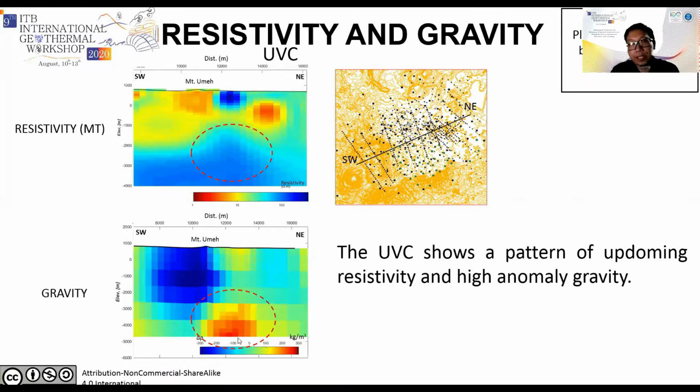there is a high gravity anomaly. A high gravity anomaly is commonly related to an intrusion body or rock that has a high gravity value. The updoming pattern and high gravity anomaly are present in the same location beneath Umeh volcanic complex. It makes it possible that this location has an additional heat source.